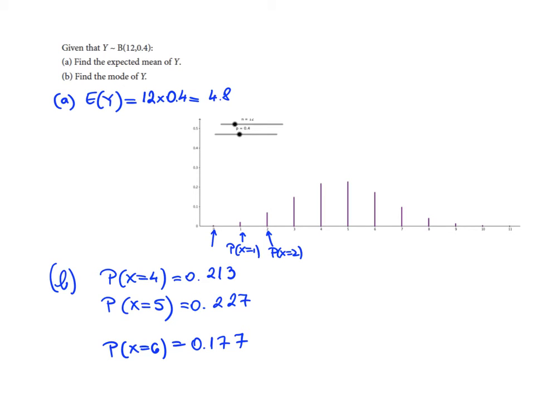So I get for it 0.177. Therefore, the mode is at x equals 5. This one is the mode, the most frequently occurring value, which is 0.227. So I use the mean just to estimate where about I'm looking for the mode, so that I don't calculate all the values from 0 to 12.